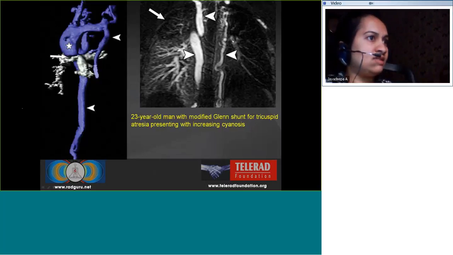What is also important to see is that the left lung perfusion has markedly reduced, so also at the upper lung segment on the right.